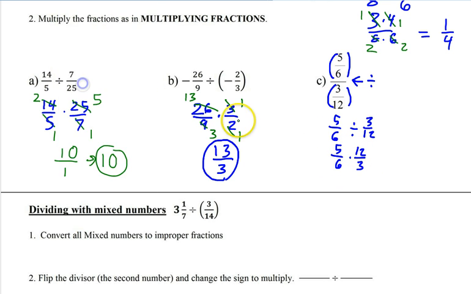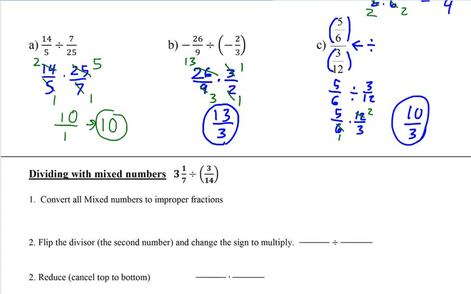Let me grab the green. Do a little reducing. I just did the 6. You could have also done the 3. But we get 1 and 2. And then write the answer. So that's 10/3. And that's it. Okay, now on to mixed numbers.